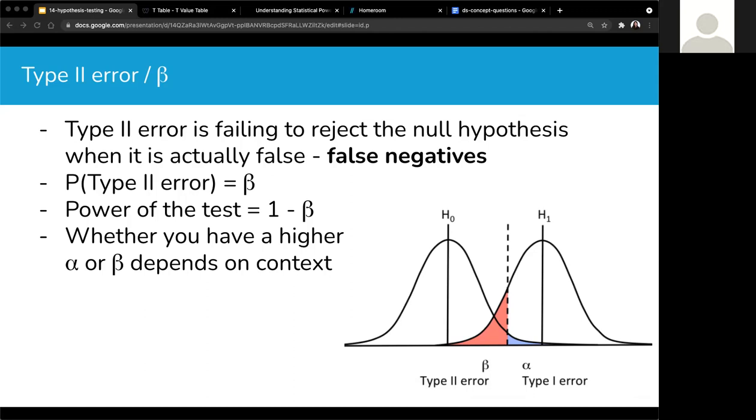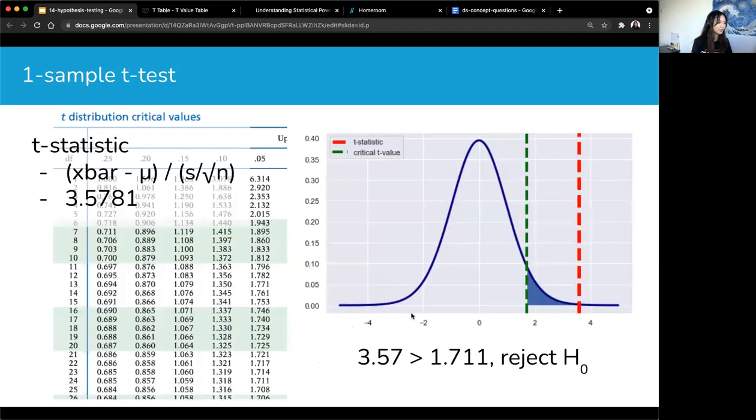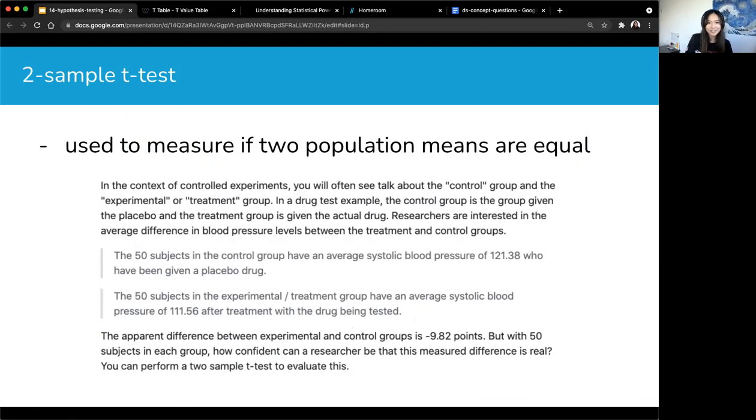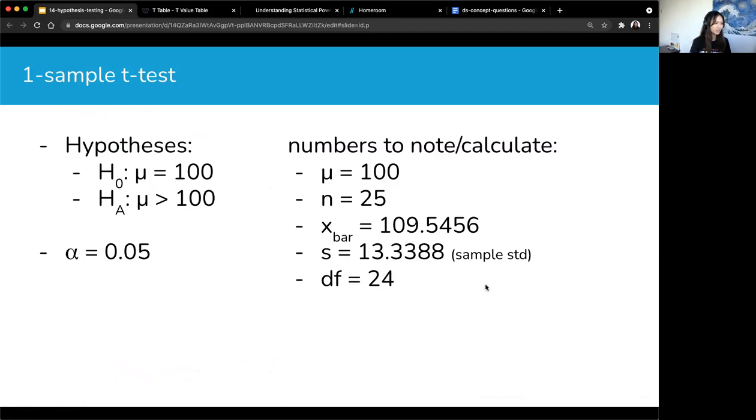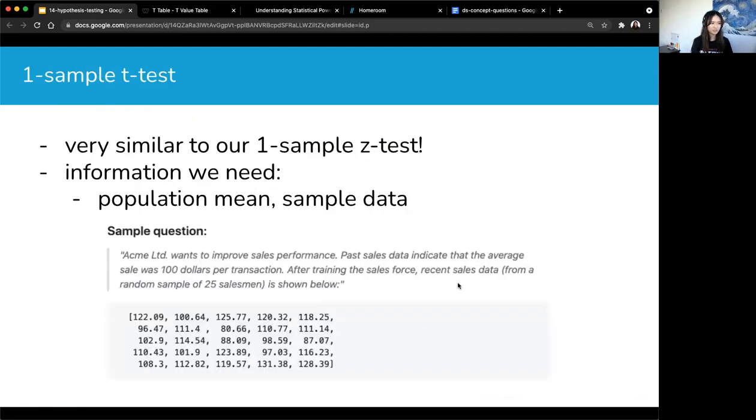So type 1 and type 2 errors occur in 1 and 2 sample t-tests. That's right. The context in which they appear depends on the context. So in this example, a type 1 error is saying that the drug actually worked when it didn't, and a type 2 error is saying that the drug didn't work when it really did. And similarly in this example with the Salesforce, a type 1 error is saying that the training helped when it didn't. Type 2 error is saying that the training didn't help when it really did.